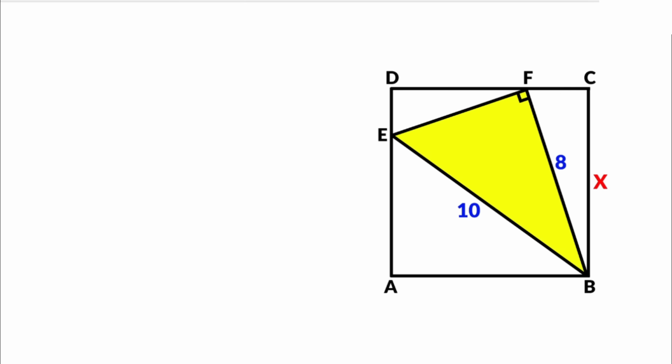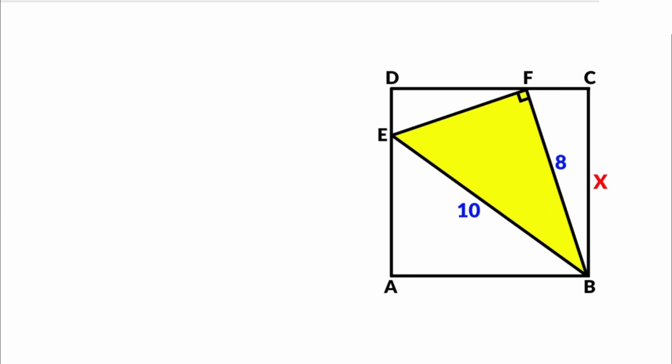We have a square, ABCD. Point E lies on the left side, AD. Point F lies on the top side, DC. Joining E, F, and B forms triangle EFB inside the square.